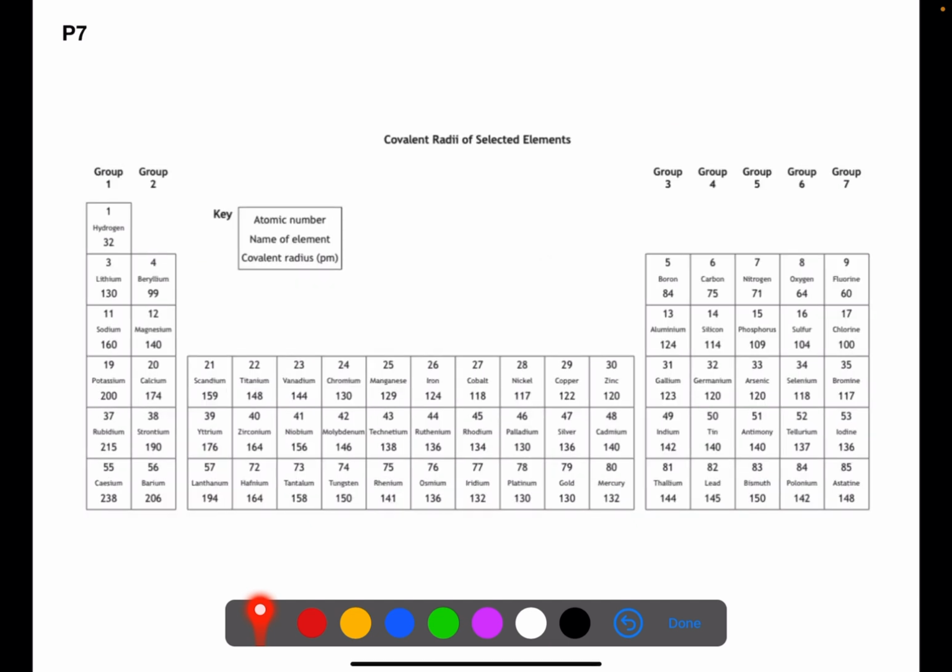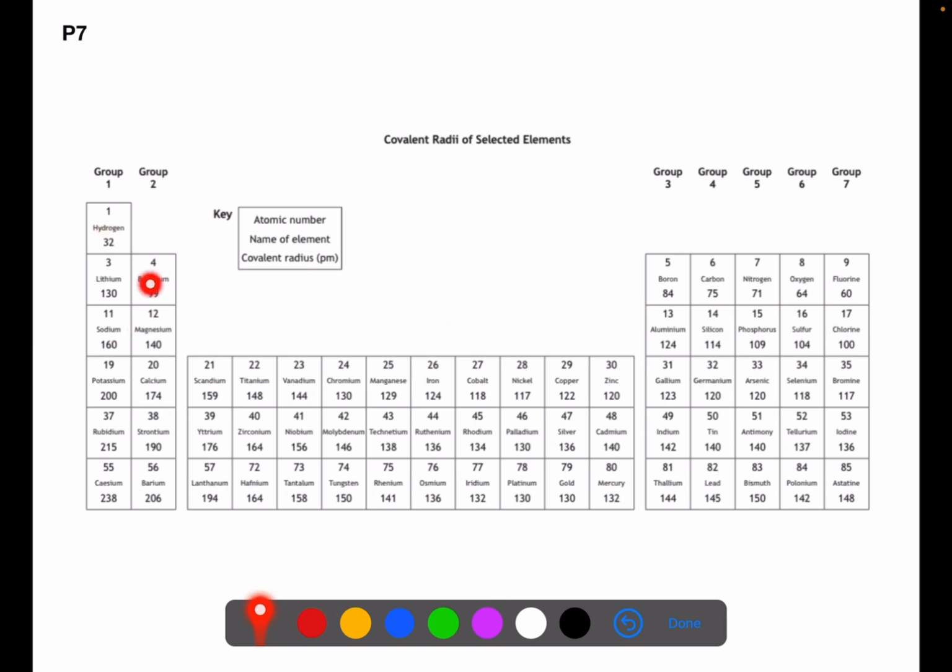On page 7, you have the covalent radii of selected elements. So here you have the main group elements without the noble gases, as they don't form covalent molecules, but you do have some of the transition metals here in the middle. Covalent radii is a measure of the atomic size. It is taken as half the distance of a covalent bond.